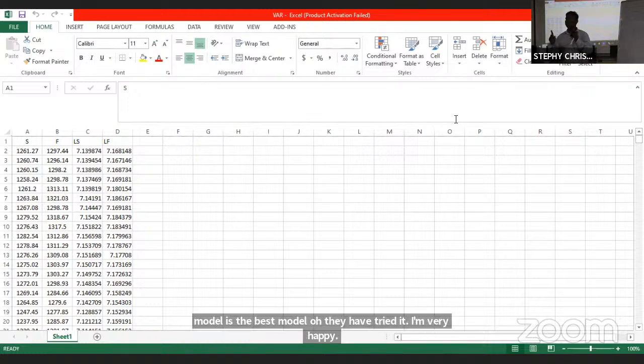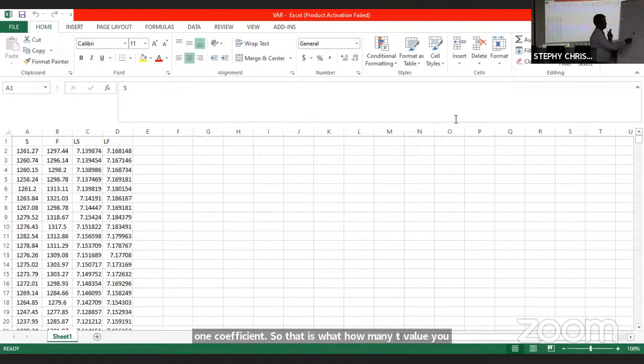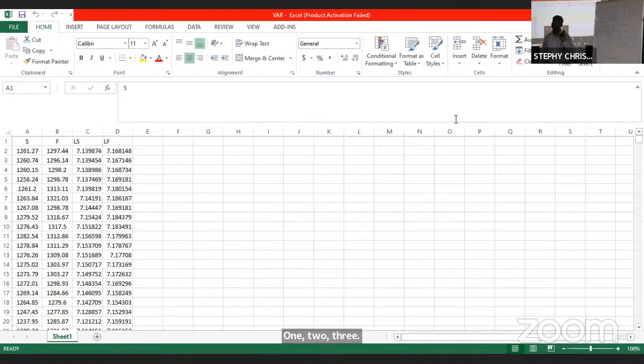So now, T test is for the significance of how many coefficients? One coefficient. So how many t values will you get in the equation? 1, 2, 3. Here also 1, 2, 3. What is the F test? F test is the overall or the joint significance of the model. Joint significance of what? The coefficients in the model.